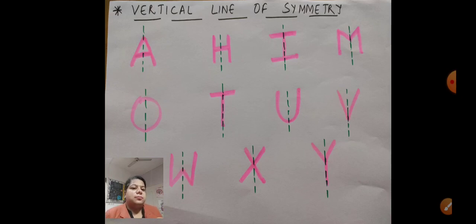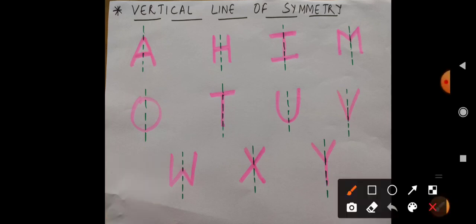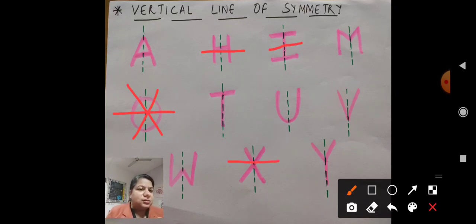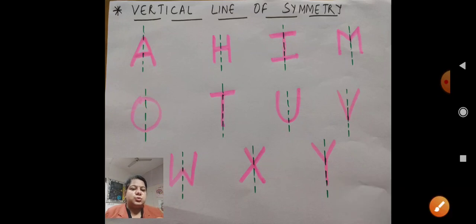A, H, I, M, O, T, U, V, W, X and Y. These are the letters which have a vertical line of symmetry. Although there are alphabets which have other lines of symmetry as well, like H has a horizontal line of symmetry also, I has horizontal, O has infinitely many lines of symmetry, X has a horizontal line of symmetry also, but they have a vertical line of symmetry too. So we have included all these letters in vertical lines of symmetry, right?